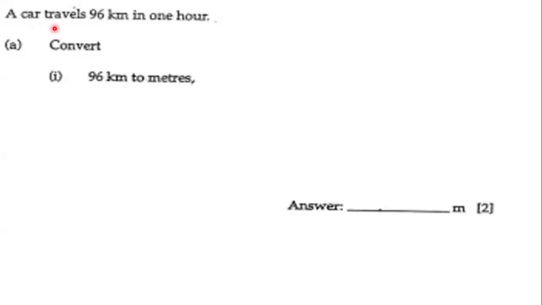A car travels 96 kilometers in 1 hour. Convert 96 kilometers to meters. And so here the question is asking us to take 96 kilometers and to convert it to meters. But how are we going to do this? Well, we are going to multiply. We're going to take 96 and multiply it by 1,000.